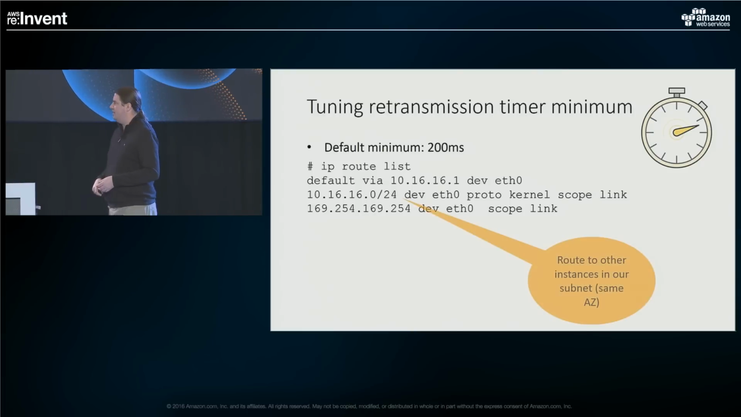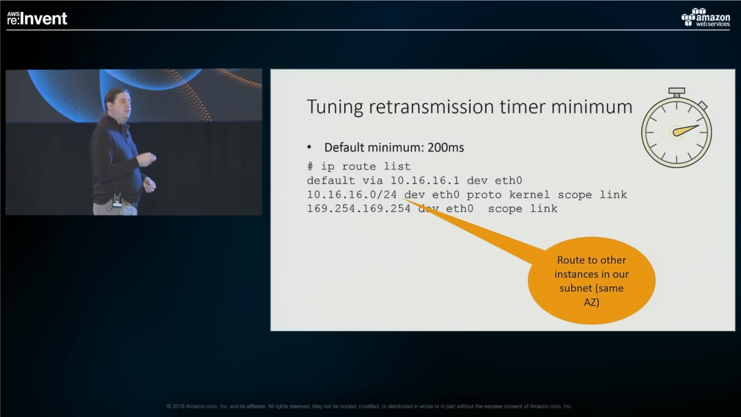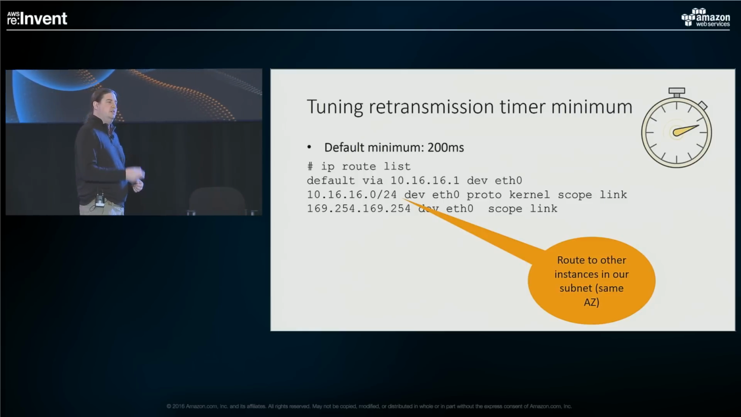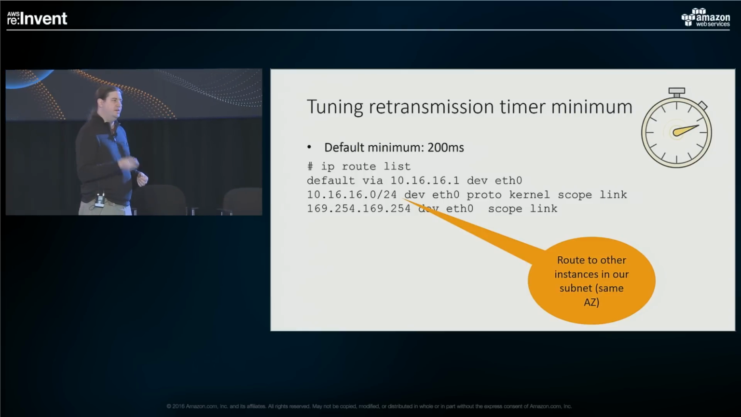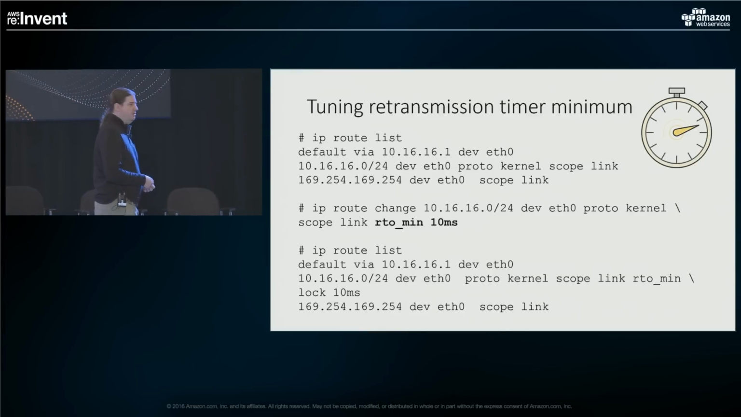So let's update just that one route there, which is the link local route, which applies to all the instances in kind of my broadcast domain. So again, here's our route list. We can see what we're starting out with. And then I'm going to do IP route change. I'm going to set my retransmission minimum to 10 milliseconds.